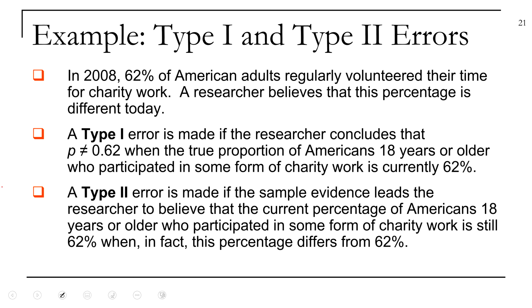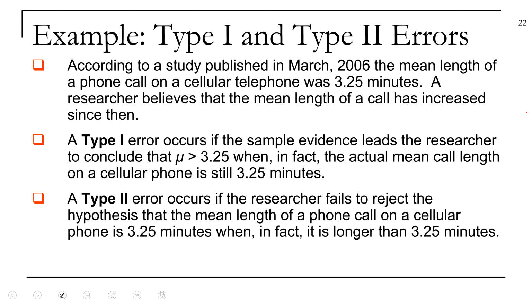Well, as an example, 62% of American adults regularly volunteer their time for charity work. A researcher believes the percentage is different today. So we're going to test P equals 0.62, and the alternative is that P does not equal 0.62. Type 1 error: reject the null when it's true. The percentage of people who volunteer is still 62%, but we think it's changed. A type 2 error is failing to reject the null when it's false. It has changed from 62%, but we think it is 62%. That's type 1 and type 2 error.